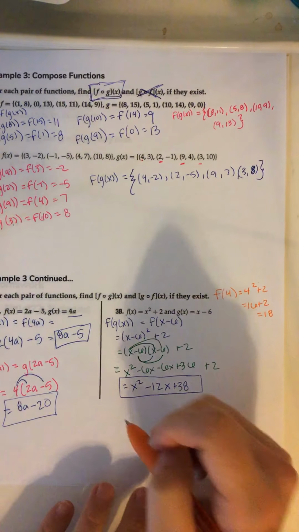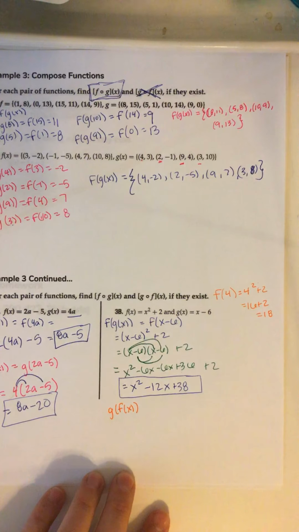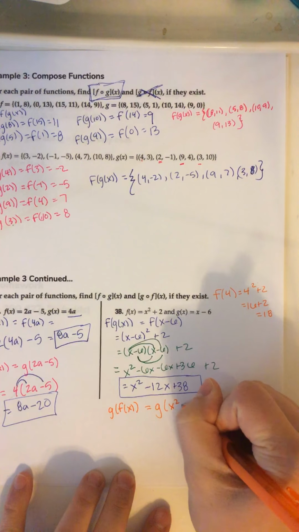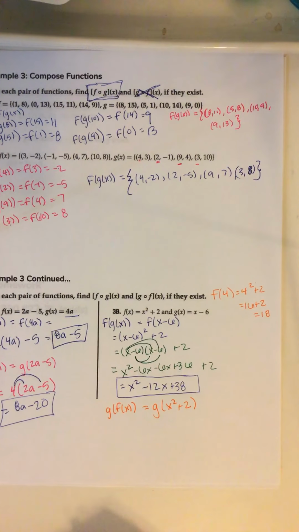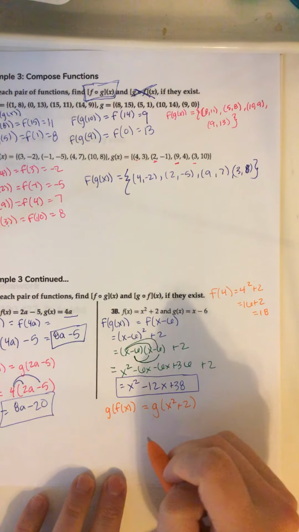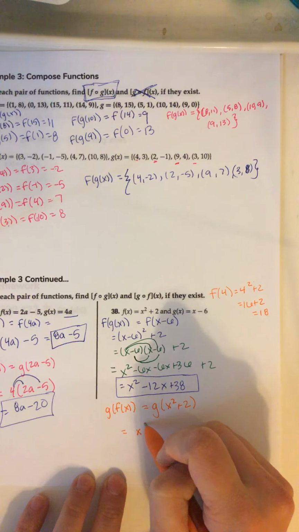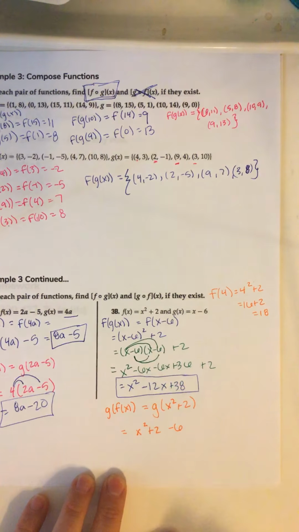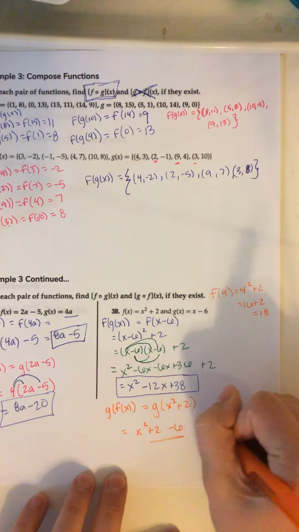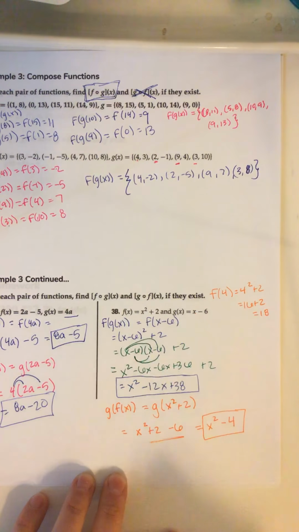So let's go ahead and find the opposite here, g of f of x. We know that f of x is x squared plus 2, so we're finding g of x squared plus 2. Whenever I see an x over here, I'm going to plug in an x squared plus 2. So this changes to be x squared plus 2 minus 6. And this one's much easier than the last one. All I can combine is this 2 and minus 6 to get x squared minus 4. And that's where we would stop there.